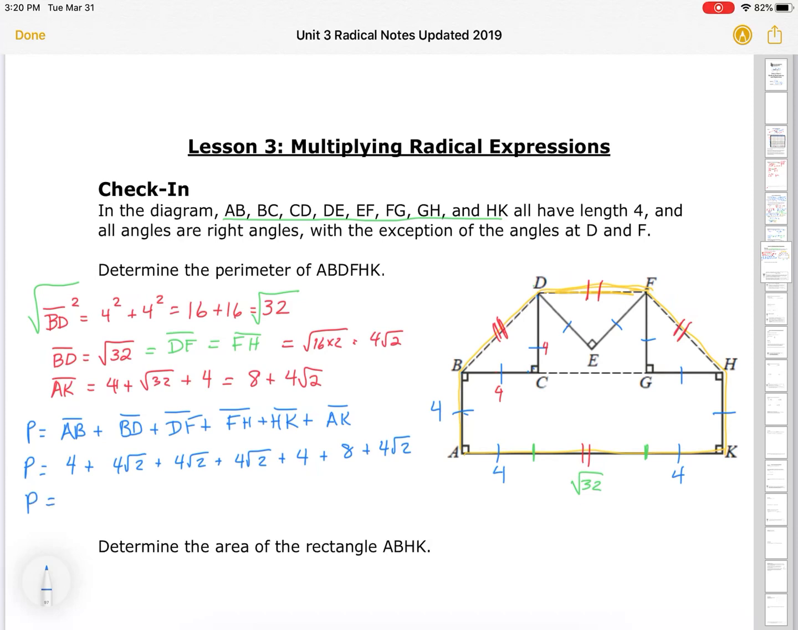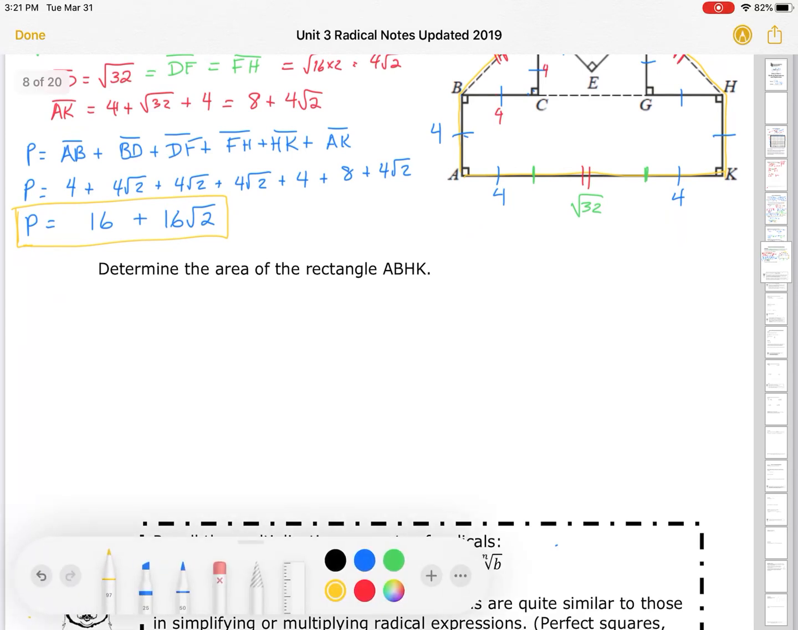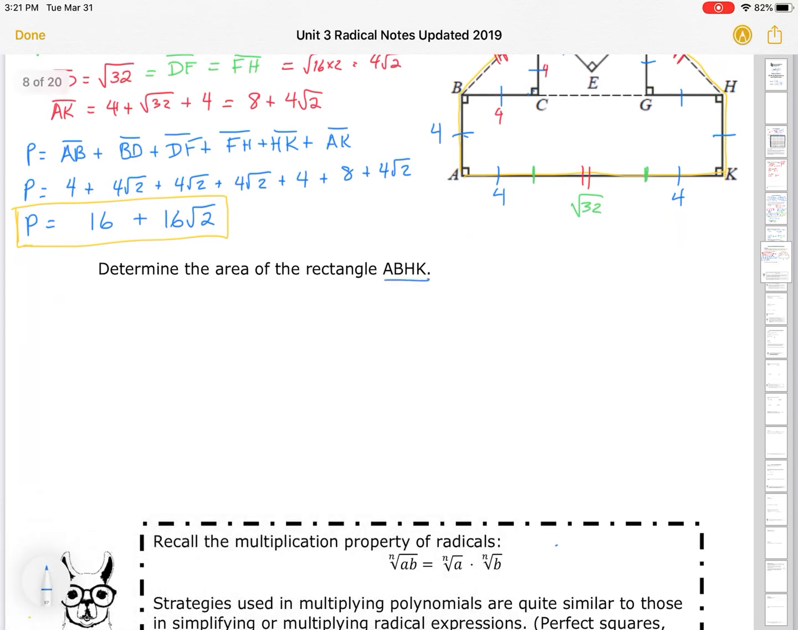So now we combine our like terms. Our perimeter, combining our like terms, we have 4 plus 8, which is 16 in total with the other 4. And I have 4 root 2 plus 4 root 2 plus 4 root 2 plus 4 root 2, so I have 16 root 2s. So that's our answer for perimeter. And you know me, put it in a box, give it to me as a present so I can find your answer. The next one wants to know the area of that rectangle, ABHK.